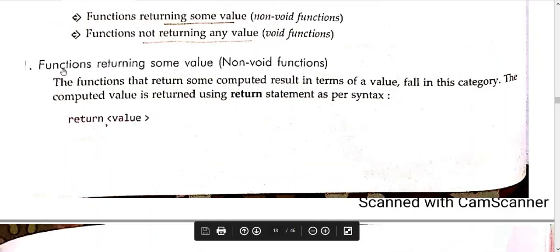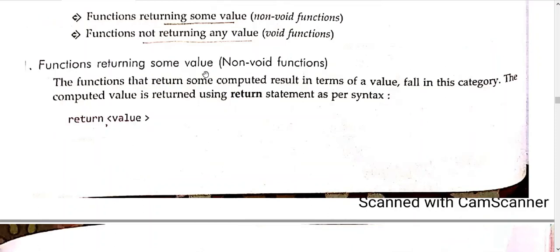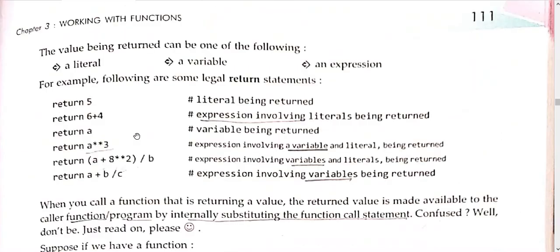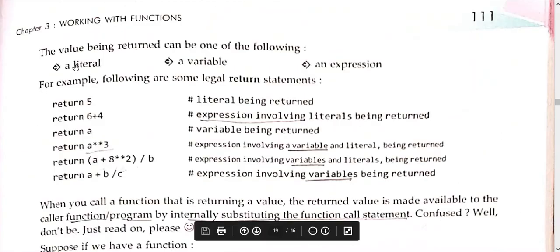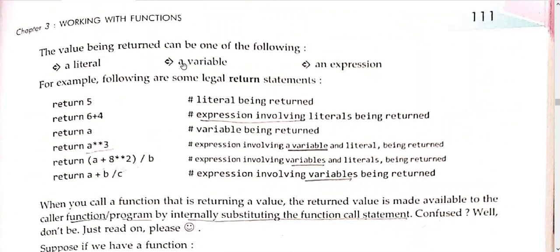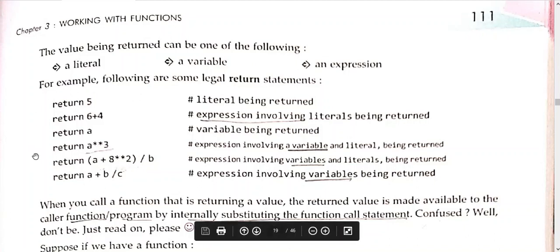Firstly, the functions returning some value, that is non-void functions. You will have a return statement inside them using this type of syntax. The return statement may have three types of variation. It may return a literal like 5, it may return a variable like return a, or it may have an expression that it first has to calculate and then it will give the return value. These three variations you can have, and these are all valid statements.